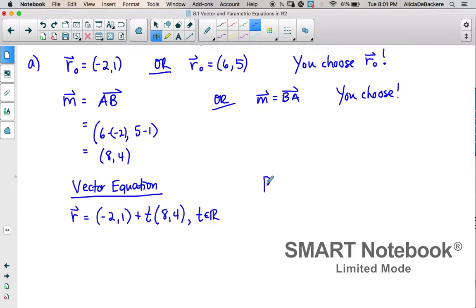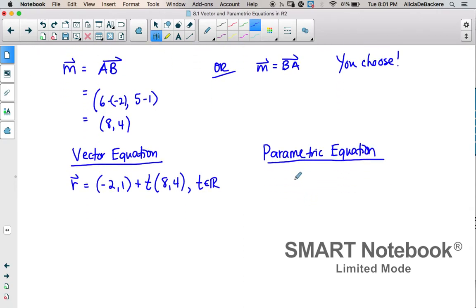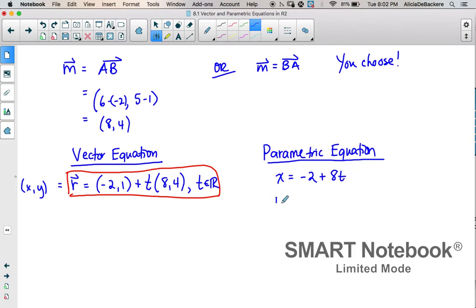And then I'm going to do the parametric equation. So here I'm just splitting up the x and the y coordinates, because remember that this guy here is just equal to x, y. This is your actual equation though. I wouldn't normally write x, y. So I'm just thinking about what the x coordinates. So x is equal to negative 2 plus 8t. So I'm just using those guys. And then for the y value, I'm doing 1 plus 4t.